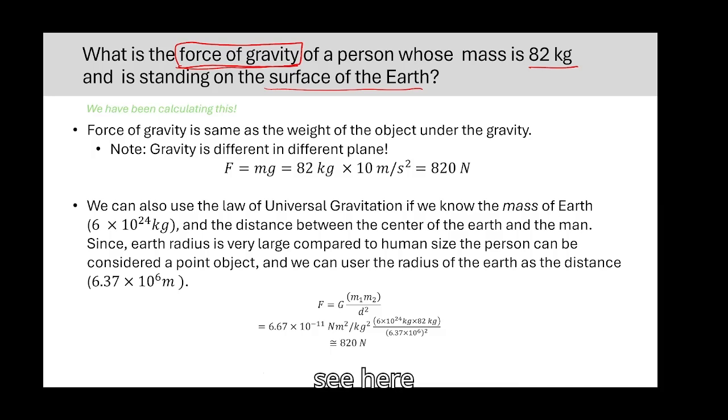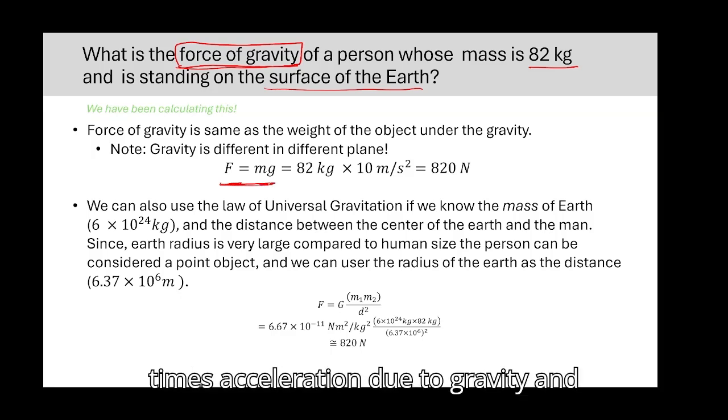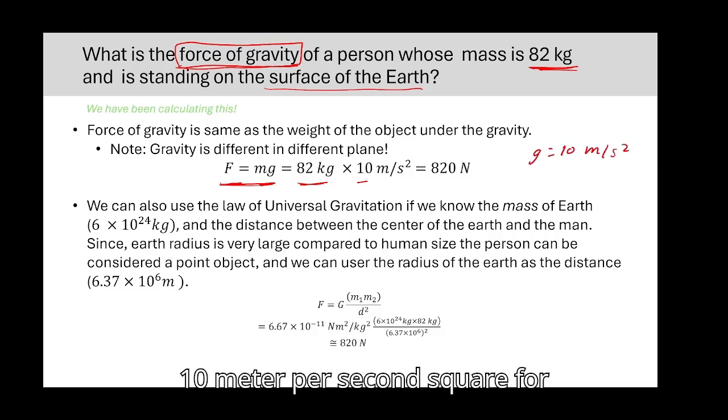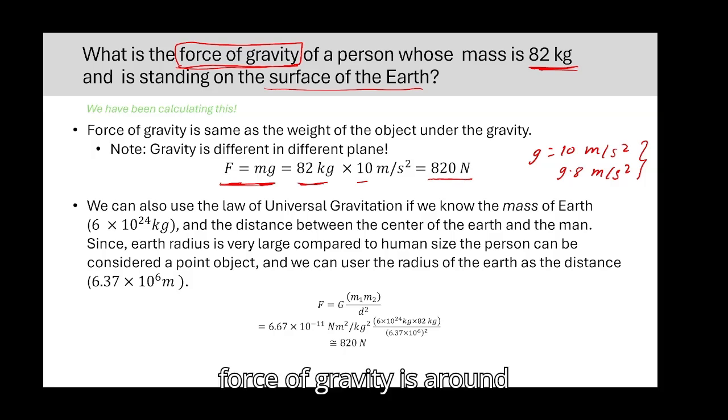And we can see here that the weight of an object is mass times acceleration due to gravity, and the mass is 82 kilograms. 82 times g, which is 10 meters per second squared for simplicity. If you want to calculate precisely, you can use 9.8 meters per second squared. And now we will get the total force of gravity, around 820 Newtons.